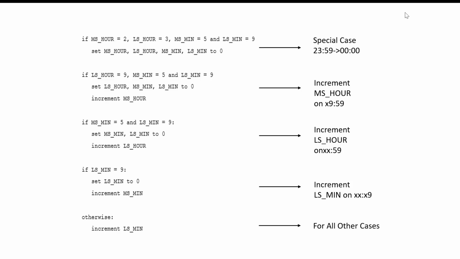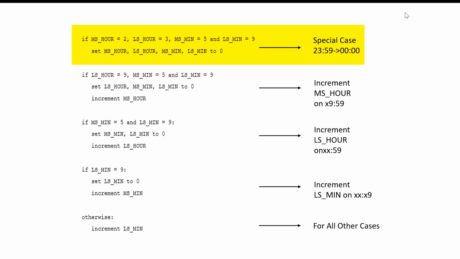This time count algorithm starts with the exceptional case of 23:59 and ripples from MS hour to LS minute. This need not be the best method for simulation efficiency, as it checks the most common condition last, but it is the easiest to design. You can have your own algorithm to implement the time counting mechanism.